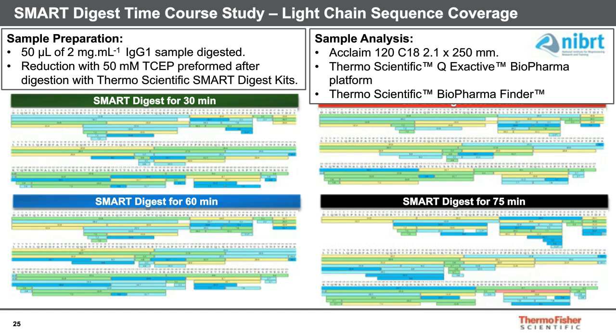On the slide, I have shown the light chain sequence of the monoclonal antibody that was digested for 30, 45, 60, and 75 minutes using the SMART Digest kit. The sequence shown in the top right-hand corner corresponds to the sample that was digested for 45 minutes. As you can see from the individual peptides identified, which are shown as little bars across the screen, there were more individual peptides identified using longer digestion times. However, we found 100% sequence coverage with digestion times as low as 30 minutes.